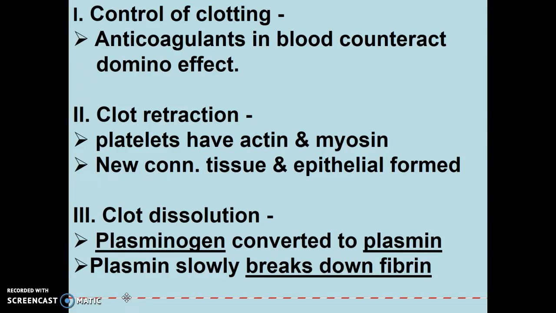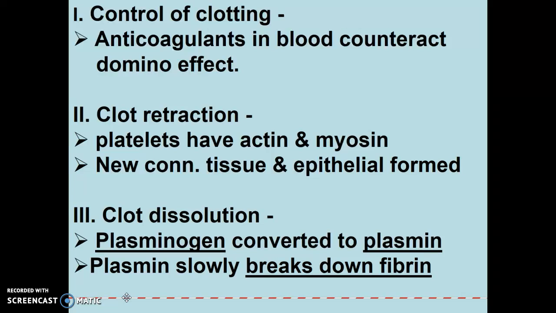How do we control clotting? We have anticoagulants in the blood which counteract this domino effect of the fibrinogen turning into fibrin and clotting your whole body up. We have clot retraction. Platelets actually have actin and myosin. Where else have you seen the two proteins actin and myosin? Right, in muscles. So the platelets will actually stick to each other and then kind of squeeze a little bit together. And then new connective tissue and epithelial tissue is formed after the clot to heal it. And that's why you get scraped and 2 weeks later, you don't even notice it.